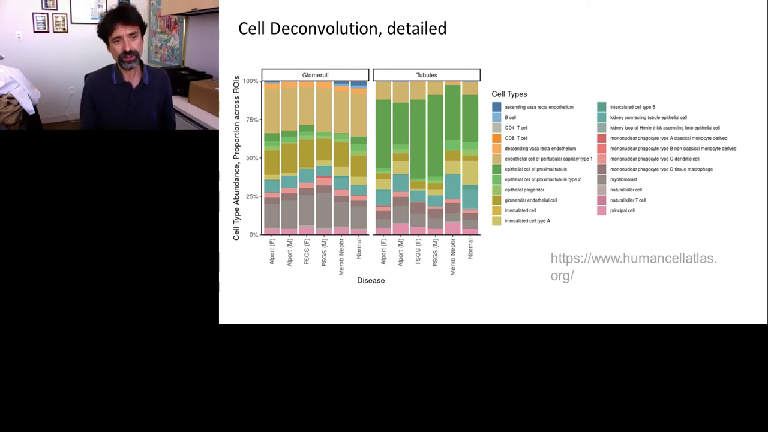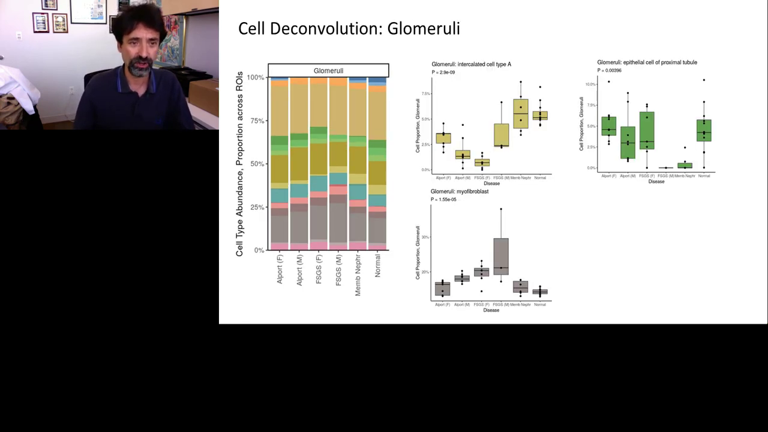And if we just look at the composition of the different cell subsets in the glomeruli and in the tubules, we were able to identify already some differences across the different biopsies. And this was true for the glomeruli as well as for the tubules.